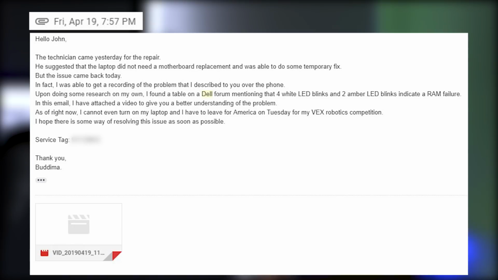As of right now, I cannot even turn on my laptop and I have to leave for America on Tuesday for my Vex Robotics competition. I hope there is some way of resolving this issue as soon as possible. So this was sent on April 19th and by now I knew I was kind of screwed, so I already made the plan of using my friend's laptop. So I sent a video, here's the video if you guys want to look at what I was talking about.